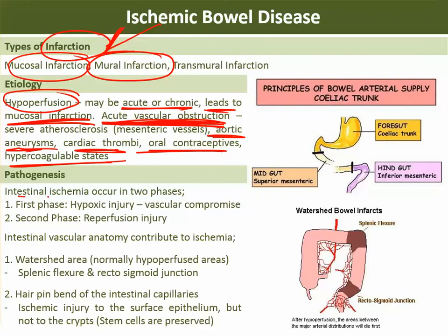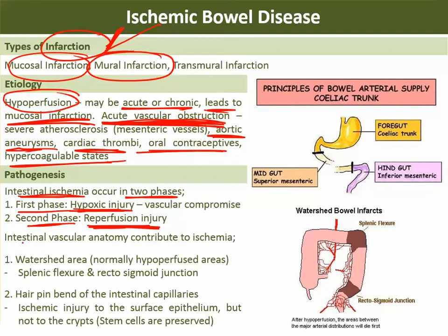So intestinal ischemia has two phases. The first phase is hypoxic injury. Then if you give back the blood, the second phase starts. It is called reperfusion injury, because giving the blood produces injury. We discussed both in detail in the cellular injury chapter, and you should know the details of it.